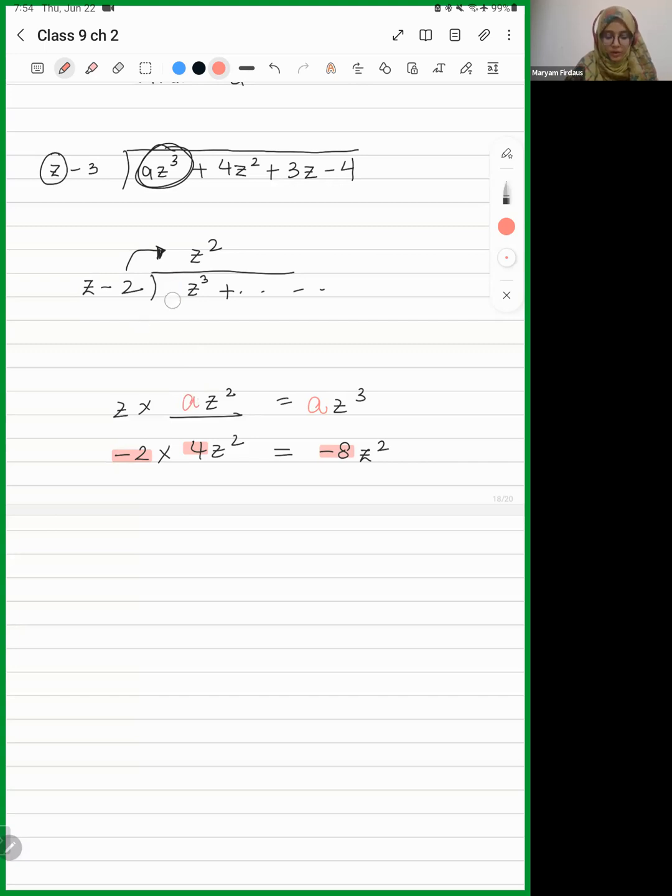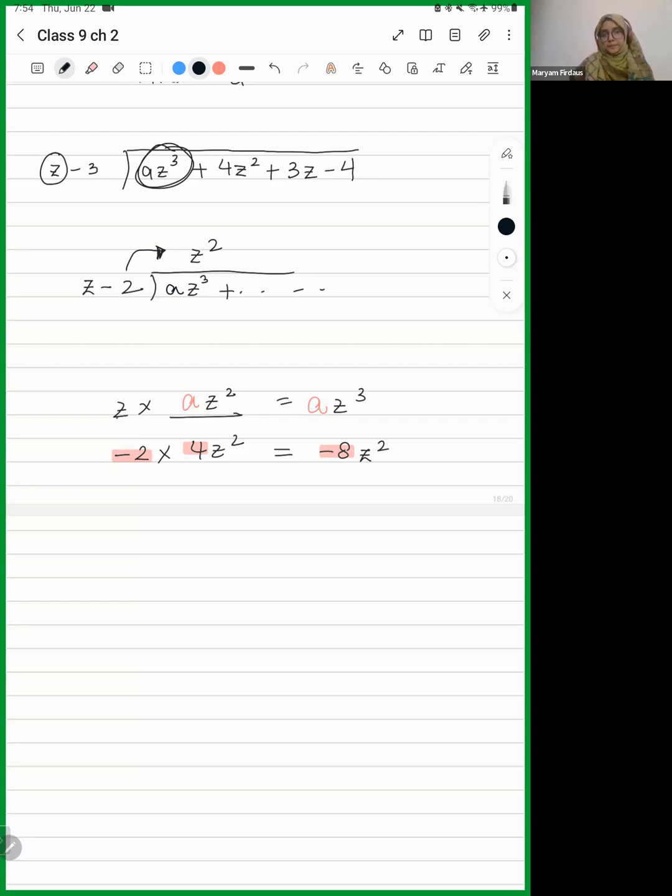What was taking you so long? So just multiply and check it. If you have z multiplied by az square, what does it become? The a is a constant, so a remains as it is, and z multiplied by z square becomes z cube. So the answer is az cube. Is this clear to all of you? Yes, ma'am.